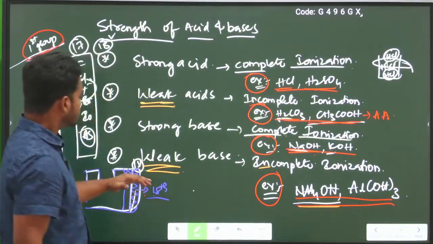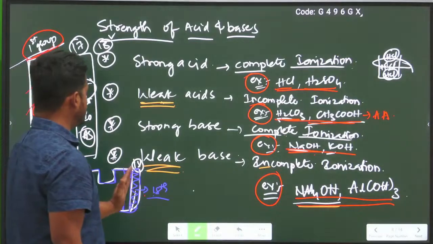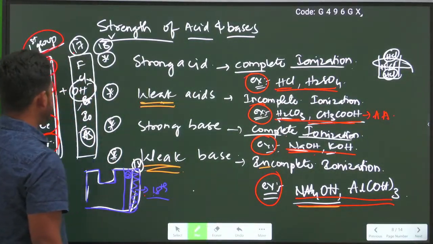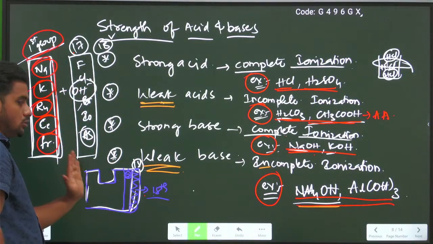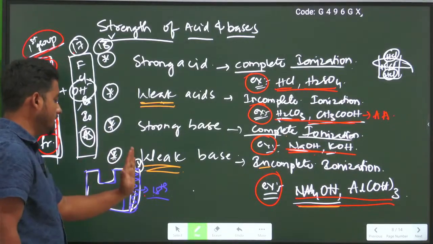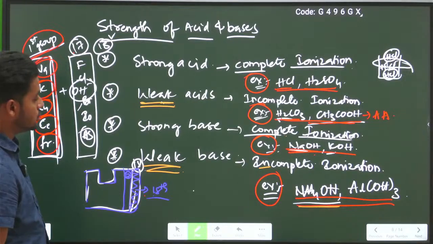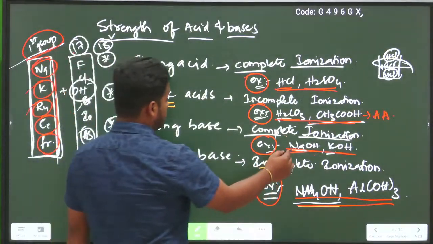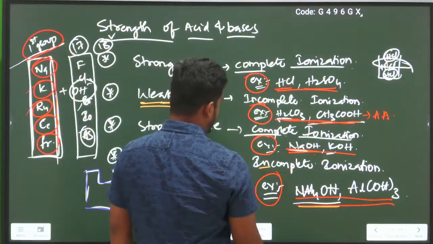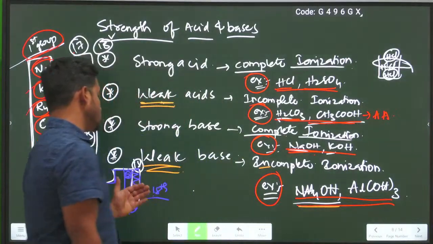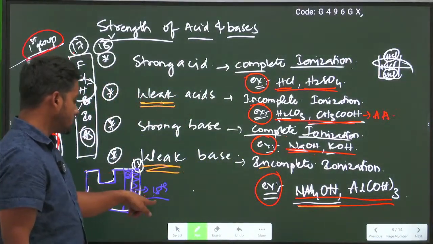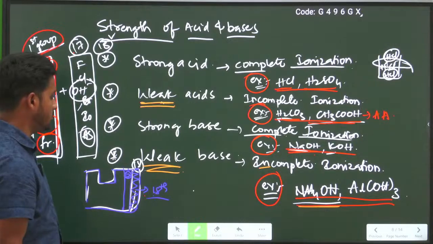You should remember this. So these are first group elements, and if they lose one electron, they will get the configuration of the 18th group element. That is why NaOH dissociates as Na plus and OH minus, and by losing one electron, Na attains the 18th group configuration.